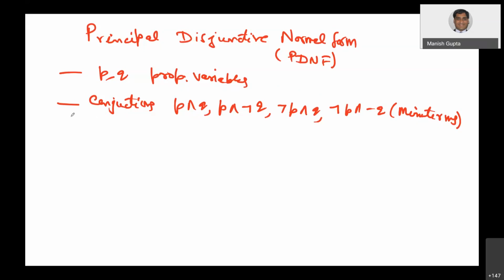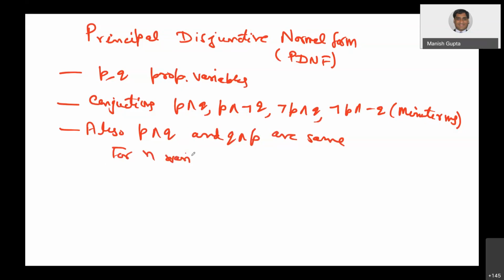So also note that P meet Q and Q meet P are the same. Okay, they are the same thing. So in general, for n variables, there are 2 raised to power n min terms, right? For n variables, there are 2 raised to power n min terms.